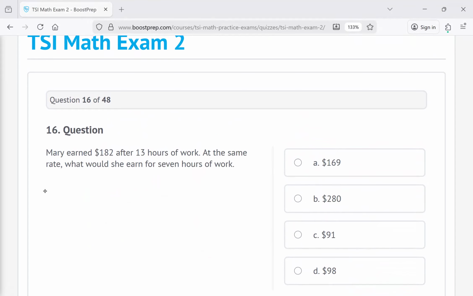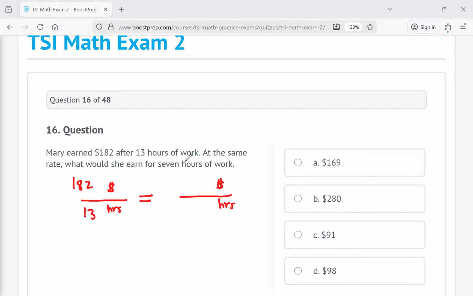Mary earns $182 after 13 hours of work at the same rate. Well, what would she earn in 7 hours? So this is what's called a proportion word problem. So how do you set it up? You set it up like this. So you could put dollars amount and then hours, dollars and then hours. So over here, this is 182 after 13 hours.